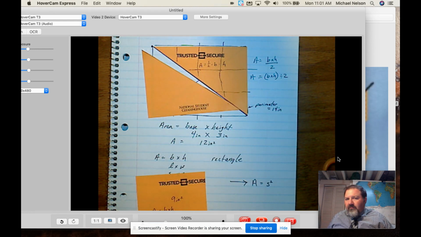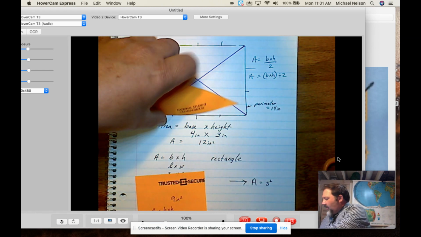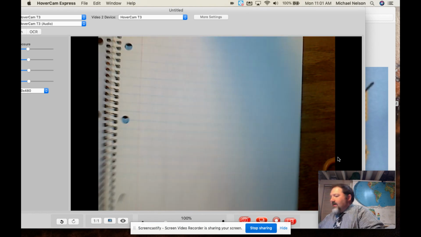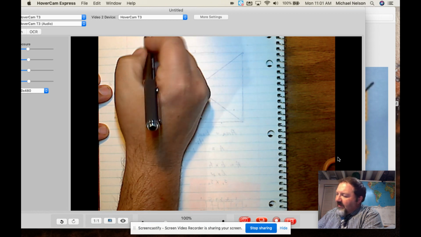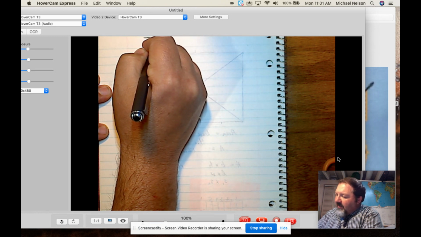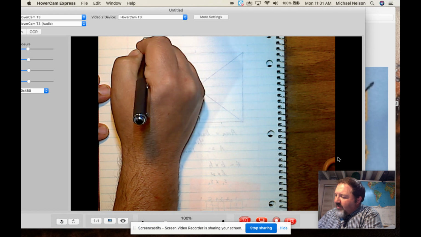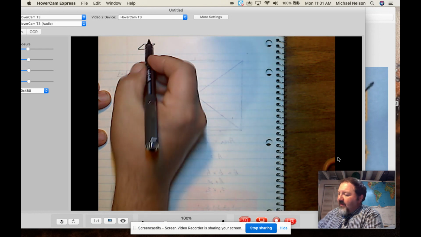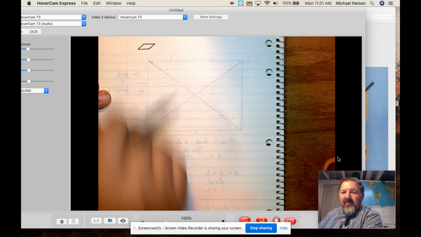Parallelograms are a little bit different. Parallelograms, you remember, are basically a rectangle that's been squished. So as an example of a parallelogram, you would have a parallel set of lines here, and then you'd have a parallel set of lines here. And so it's a rectangle, but it's been set on one side, it's been squished.